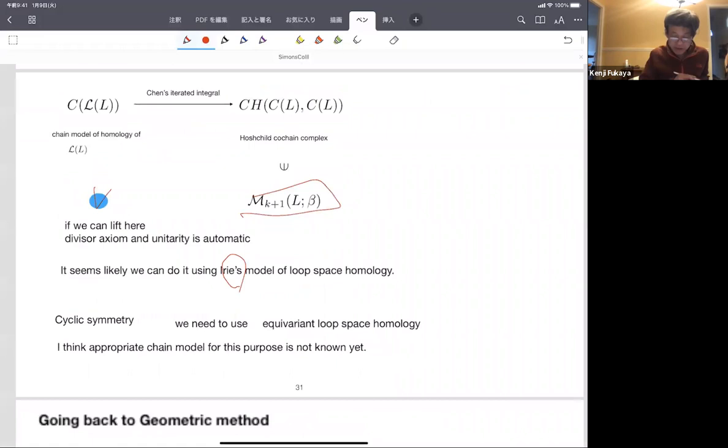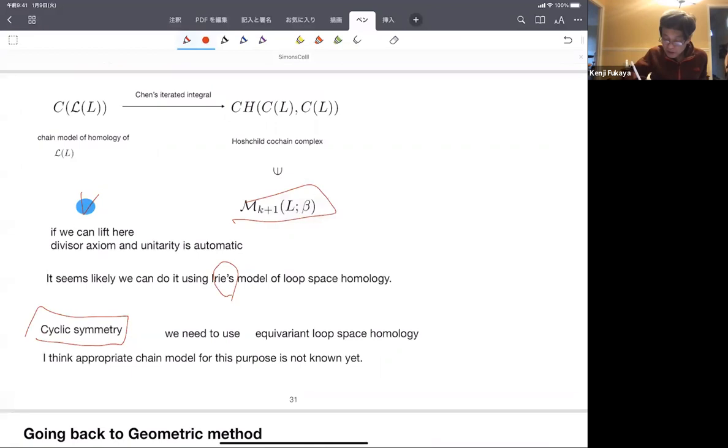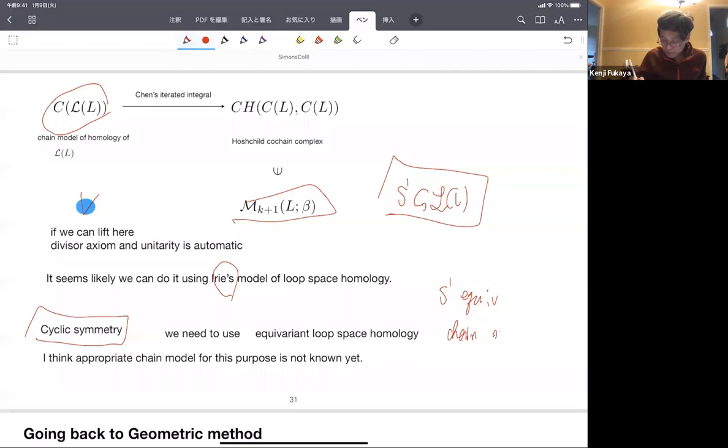And the other thing is about the cyclic symmetry, right? If you want to do the cyclic symmetry using this loop space argument, then you have this S1 acting on the free loop space, a change of parameter. And it is well known that the cyclic symmetry on the Hochschild chain is kind of equivalent to this S1 action on a free loop space. And so I think to realize this cyclic symmetry, we need to replace this chain model by an S1 equivariant chain model of this loop space homology, or we need to consider the S1 equivariant version of loop space homology and string topology.